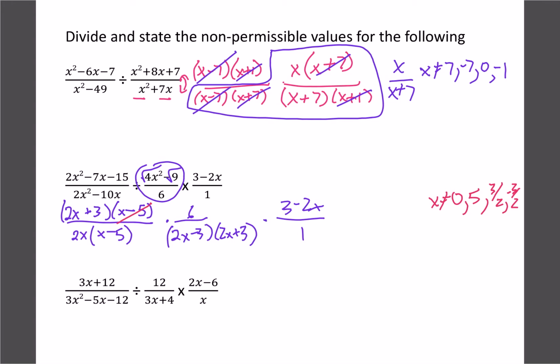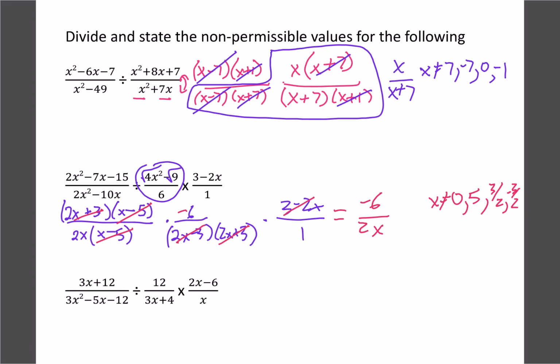So now we're ready to cancel. We've got minus 5 for both, 2x plus 3 for both. Here we've got 2x minus 3 and a 3 minus 2x, so we can actually cancel those. They're opposite of each other as long as we make one of them negative. So let's just put a negative on with the 6, and that should take care of it. So our final answer should be negative 6 left over on the top, and we have 2x times 1 on the bottom.